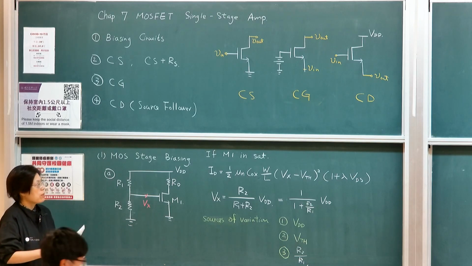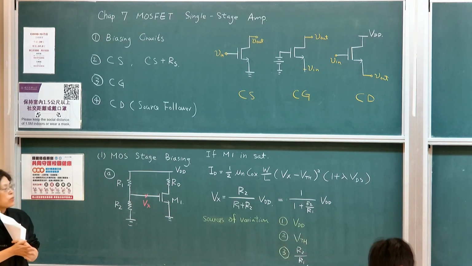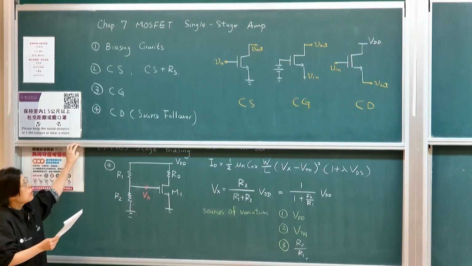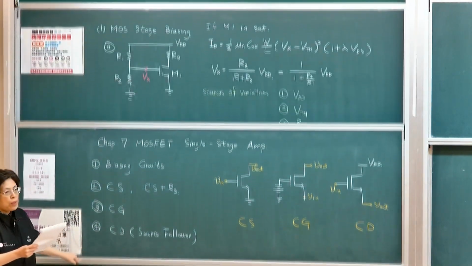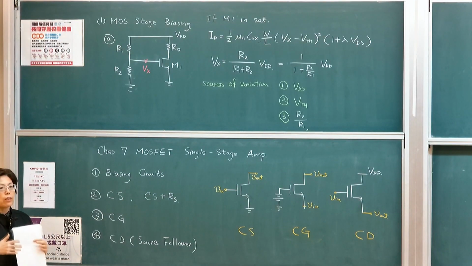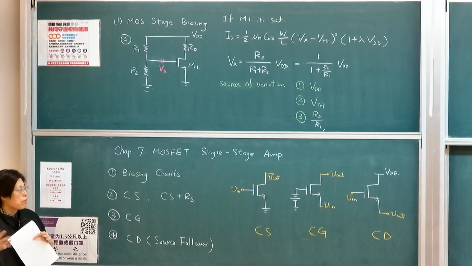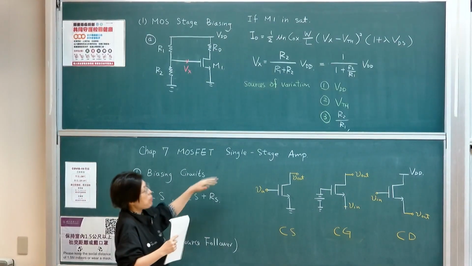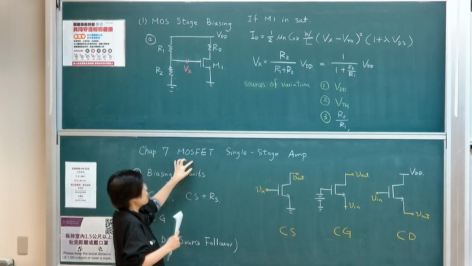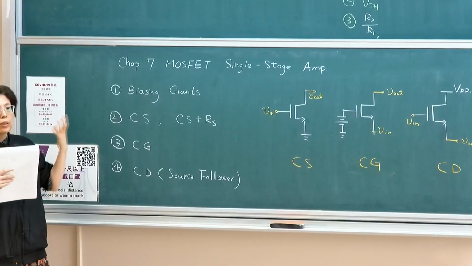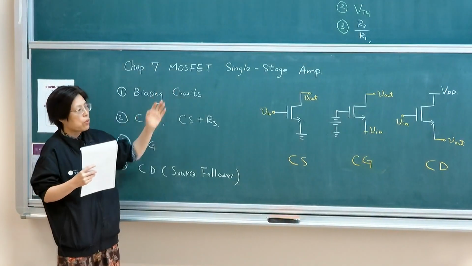Let's start today's discussion. What we're going to do today is start the discussion on the material in chapter 7, which is mostly very similar to our discussion in chapter 5, the simple circuit analysis of single-stage amplifiers. But instead of having a bipolar junction transistor, we're going to substitute the same type of architecture with the new device, the MOS transistor.